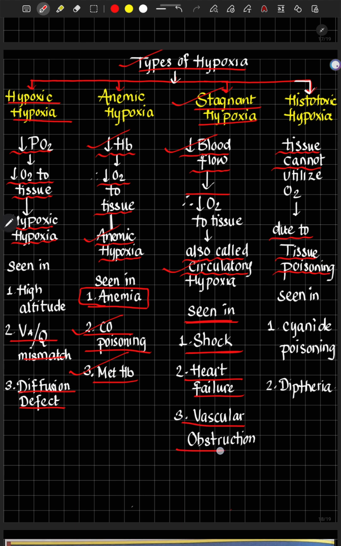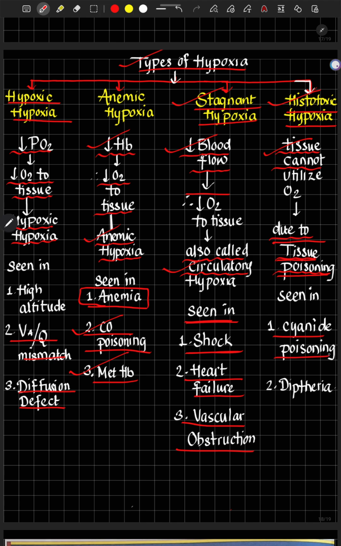The last one is vascular obstruction. If there is obstruction in the blood flow, this will also cause stagnant hypoxia, or stagnation of blood. And coming up to our last type of hypoxia, this is histotoxic hypoxia. Here the blood supply is adequate, but the ability of tissue to utilize the oxygen is decreased. So why is it decreased? Due to tissue poisoning.